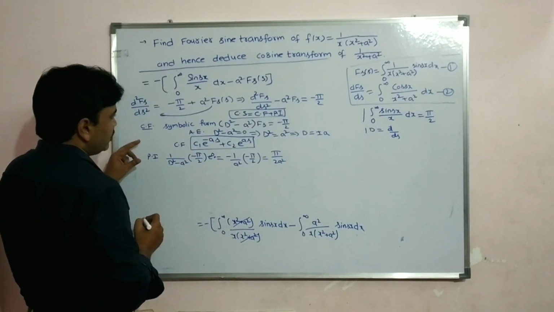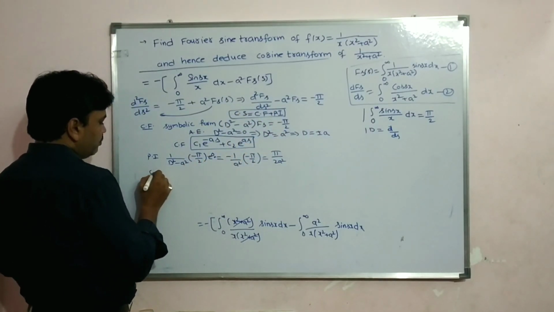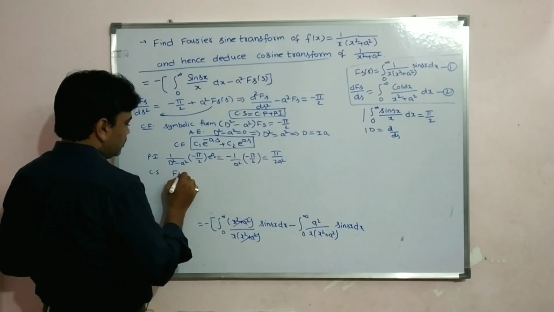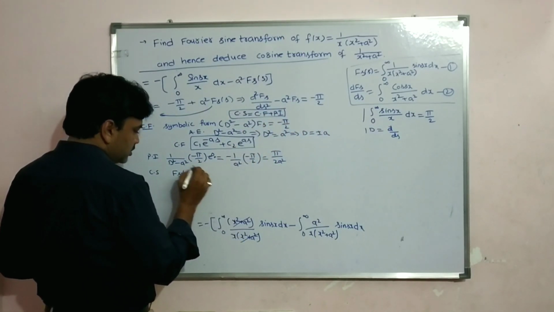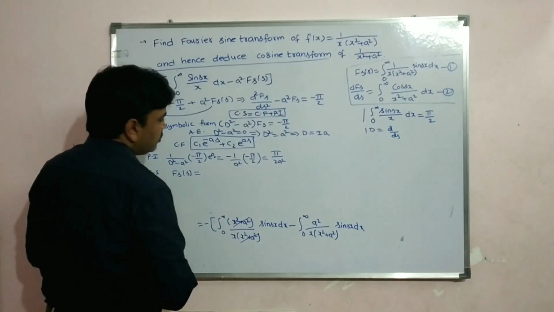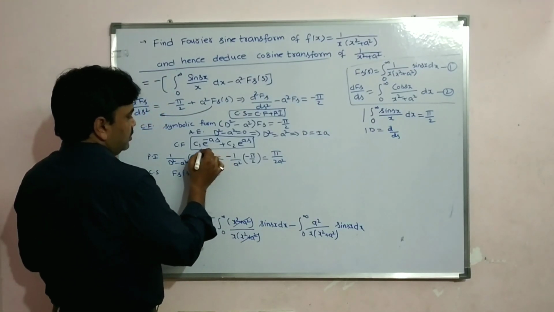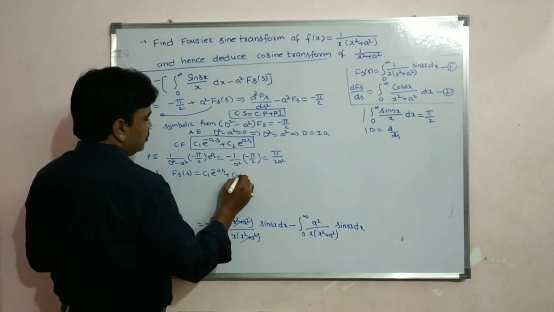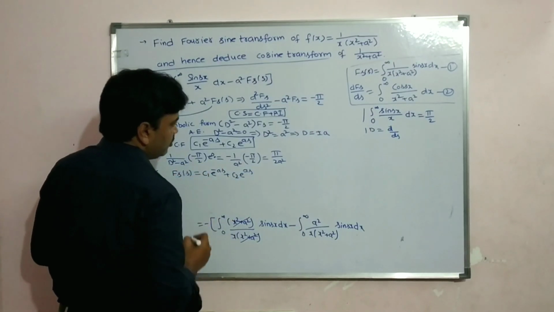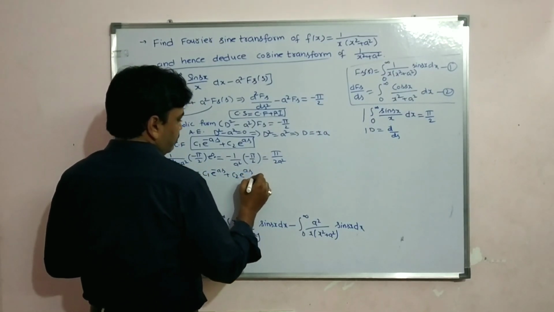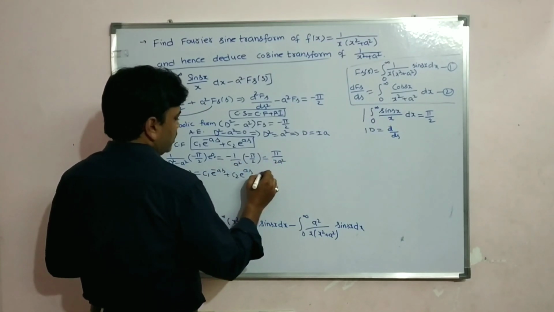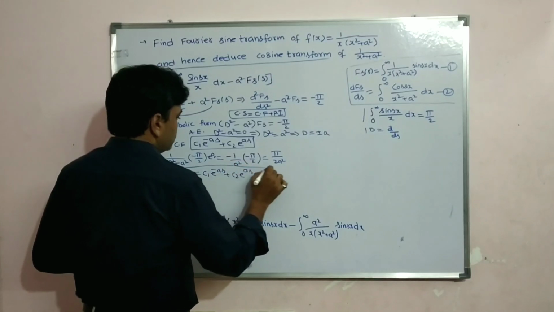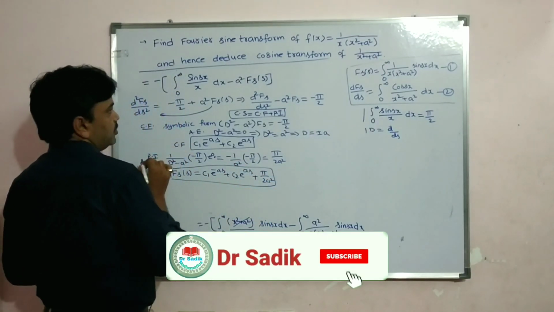So we get the complementary function and particular integral, students. So the complete solution for F(s): F(s) is equal to the complementary function c1 e^(-as) plus c2 e^(as), plus the particular integral π/(2a²). This is the solution, students.